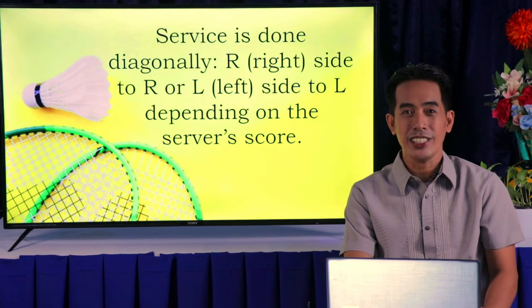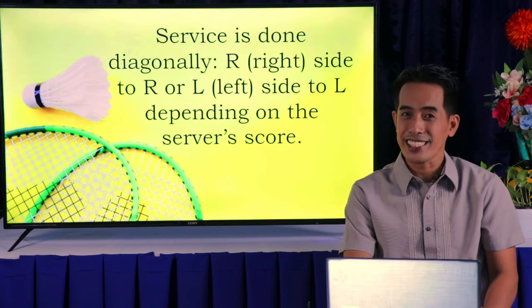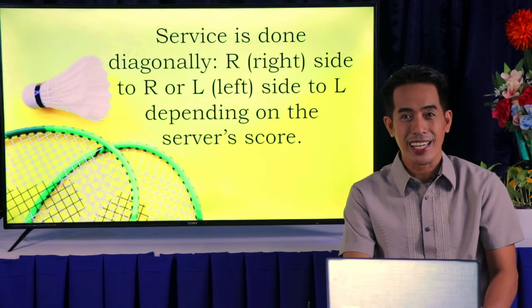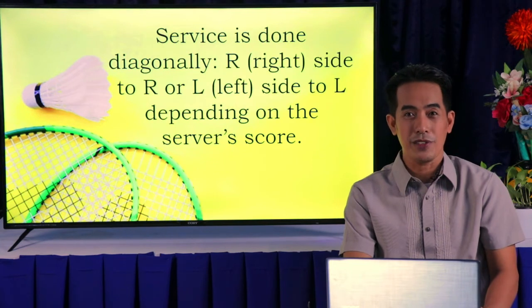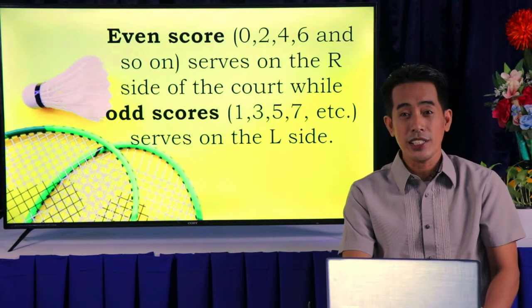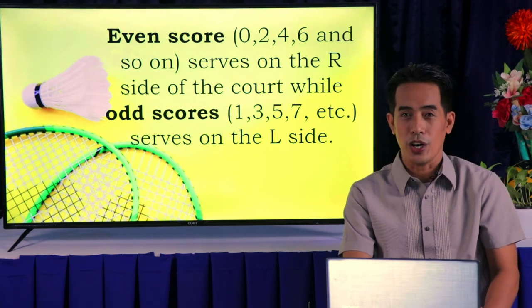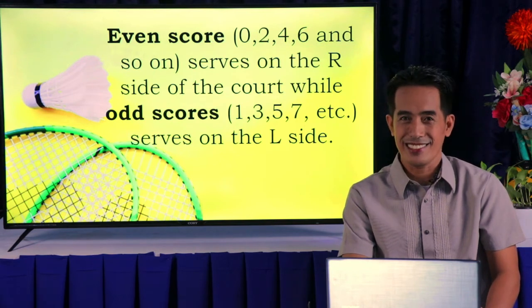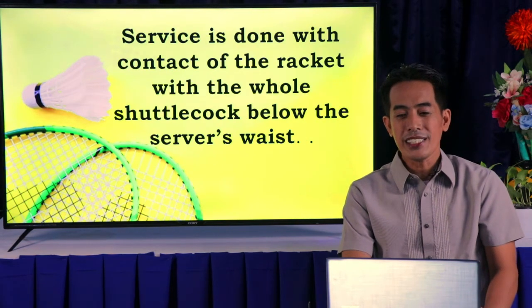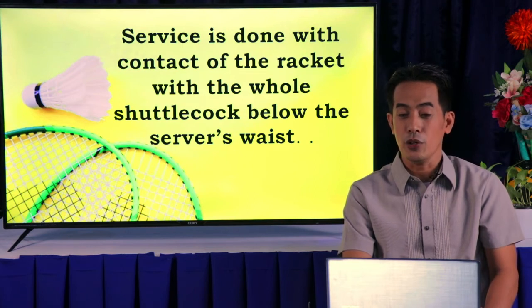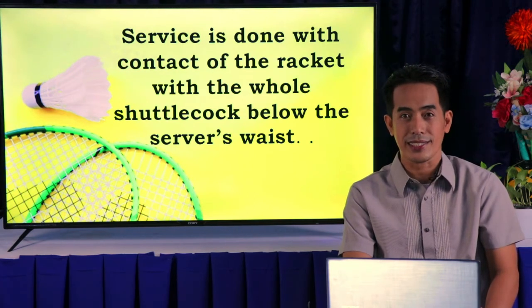Service is done diagonally, right to right side or left to left side, depending on the server's score. Even scores 0, 2, 4, 6, and so on serve on the right side of the court, while odd scores 1, 3, 5, 7, and so on serve on the left side. Service is done with contact of the racket with the whole shuttlecock below the server's waist.